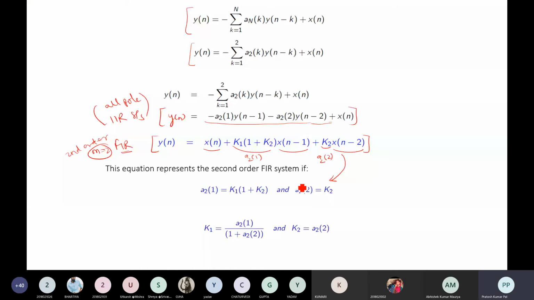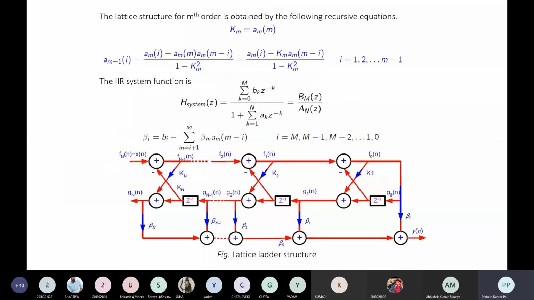Okay, so a2 of 2 is this one, a2 of 1 is this one. So from there, k1 is equal to this and k2 is equal to this. This is in case of FIR system. Okay. And similarly, the similar expression will be there, and in that case, if an mth order system is there, in that case km is given to be am of m. Okay, a function of m.